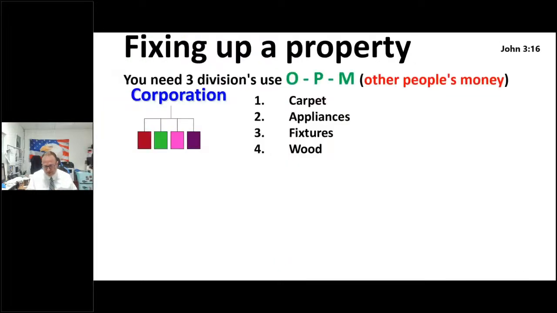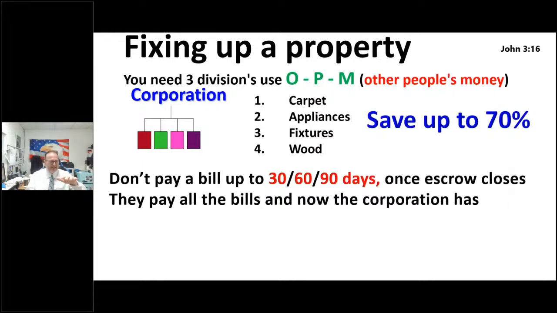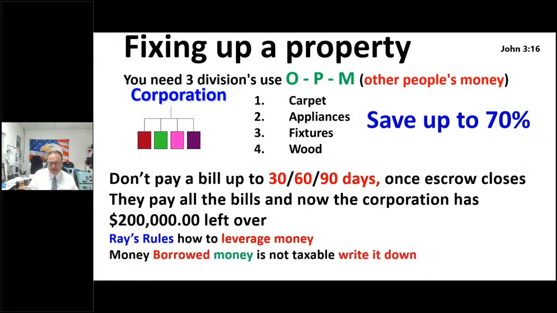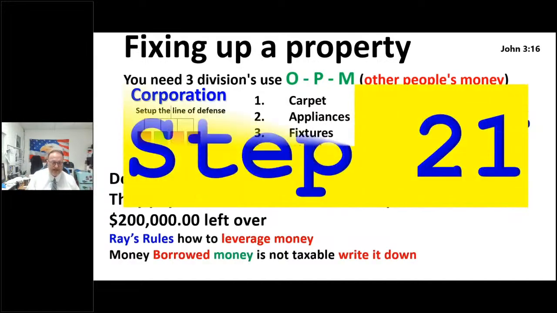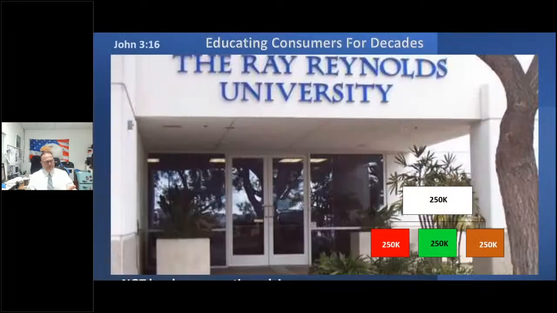Step number 20. If you want to buy at wholesale price, it's a division process when I created OPM years ago. Other people's money. You don't pay a bill up to 90 days. What do we get to do? We leverage that to about $15 million. All right, leveraging money, borrowing money, it's not taxable, and you credit your line of defense. That's step 21. That's called blackjack. Looks like you get to win again. See, you get to play the game to win.